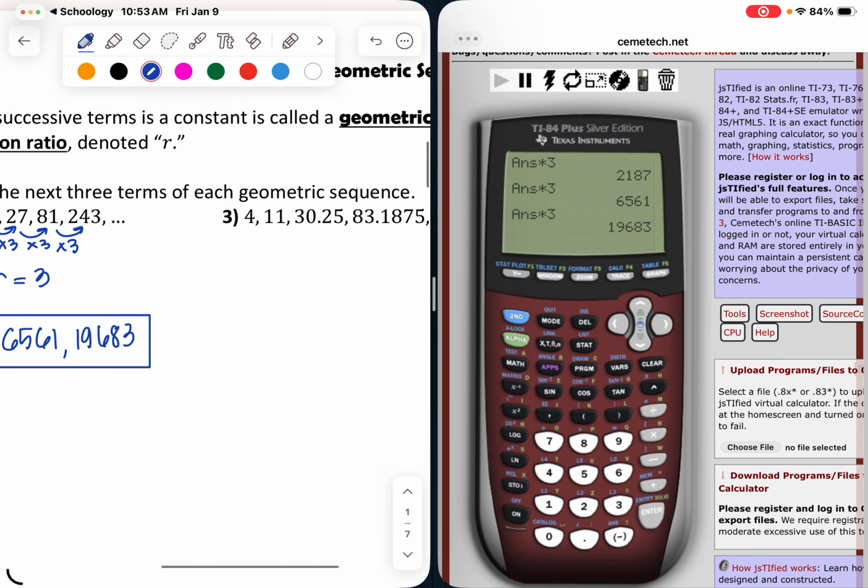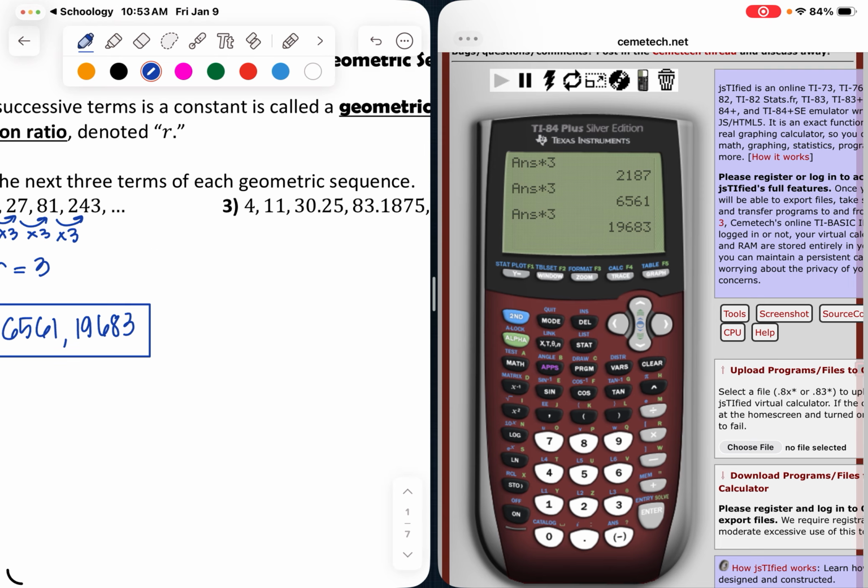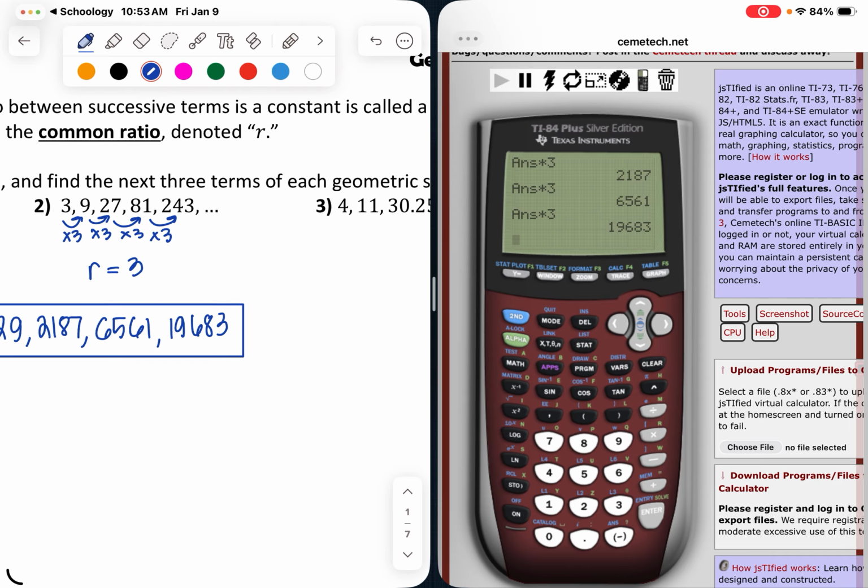All right. Now I have the next one. What do I multiply a 4 by to get it to be 11? And that's where some people are like, yeah, I know. And then some people are like, what? I don't know. It's a decimal, right?